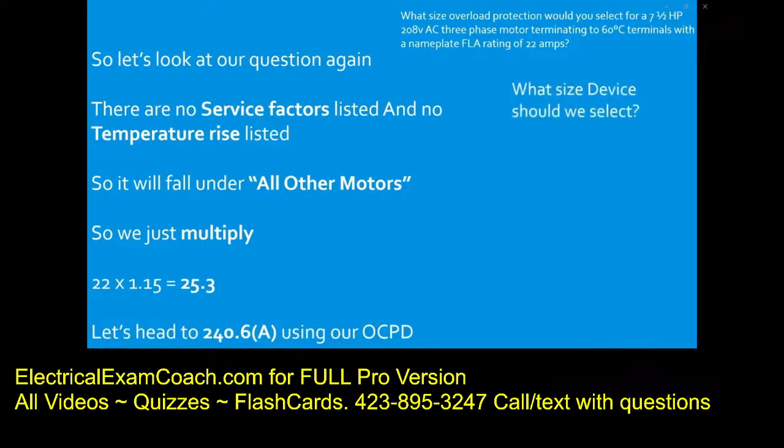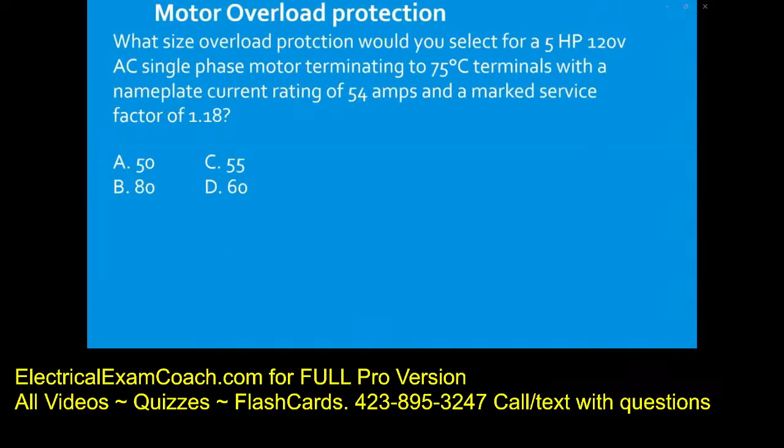And we should select the NEC size down, which is going to be a 25. Great job. What size overload protection would you select for a 5 horsepower, 120 volt AC single-phase motor terminating to 75° C terminals with a nameplate current rating of 54 amps and a marked service factor of 1.18?